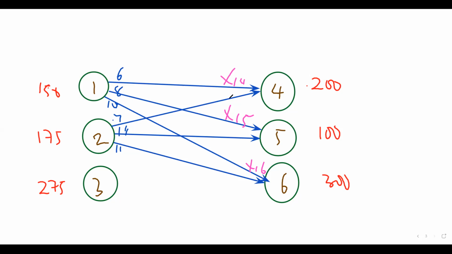Okay, 2 here, moving towards 4. So the decision variable is going to be x24. I'm just slowing down for you to love it. Okay, so now you're going to have x24, and then x25. And then you're going to have x26. So those are the decision variables.